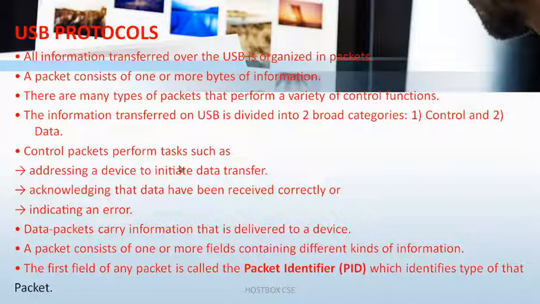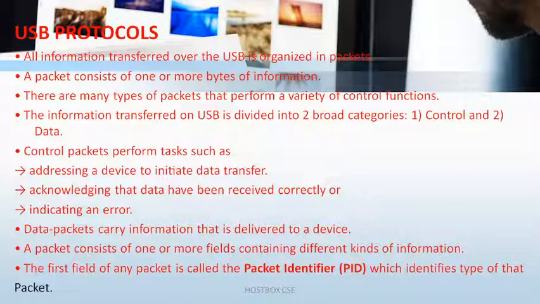Then the control packet performs the task. What does the control packet mean? It addresses a device to initiate the data transfer, and acknowledges the data that have been received correctly or indicates an error. Another one is data packets, where there are two packets I told you, control and data. The data packets carry information that is delivered to a device. A packet consists of one or more fields containing different kinds of information.